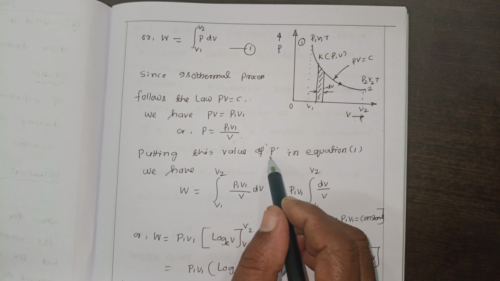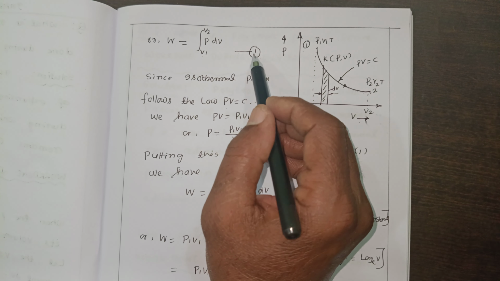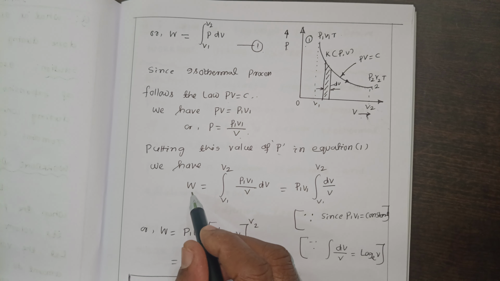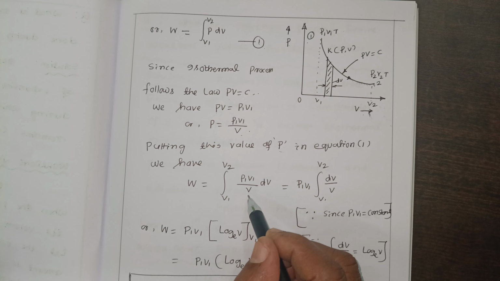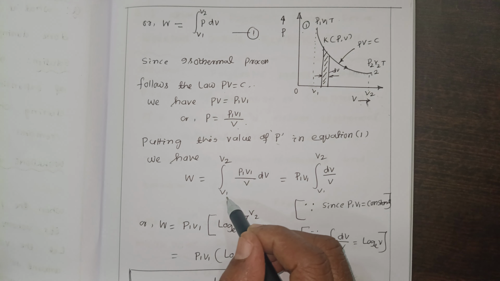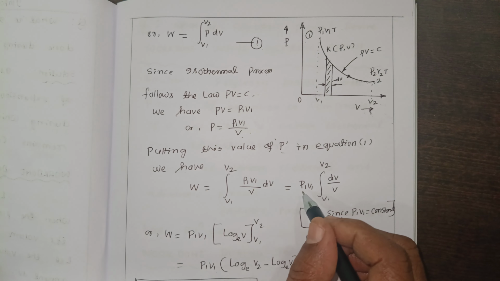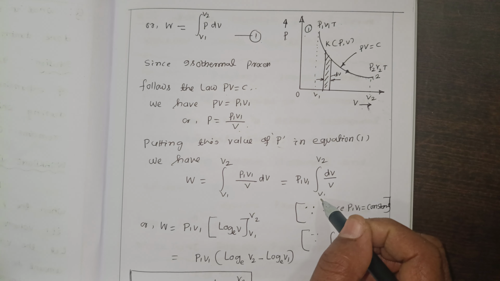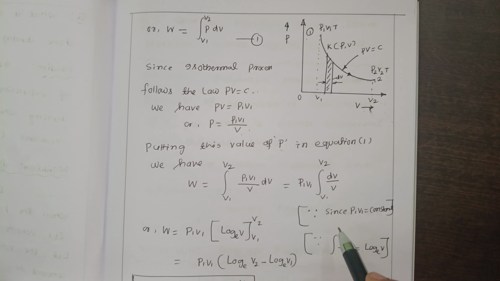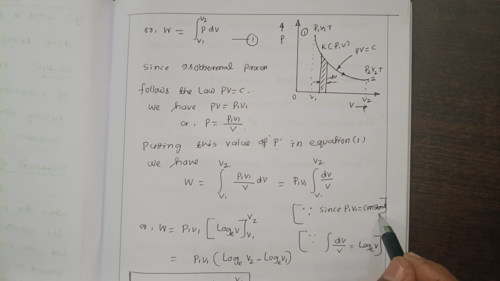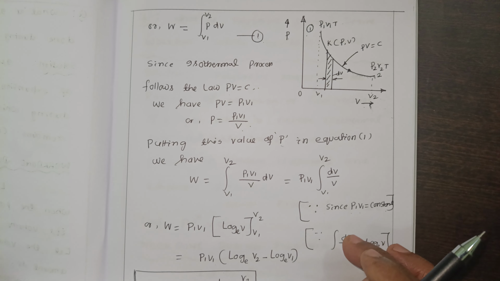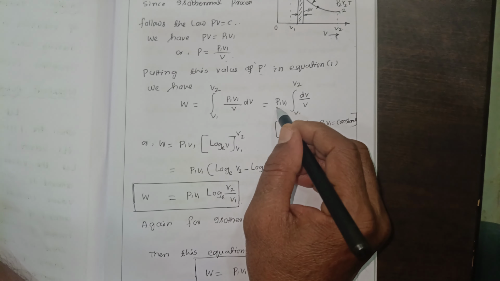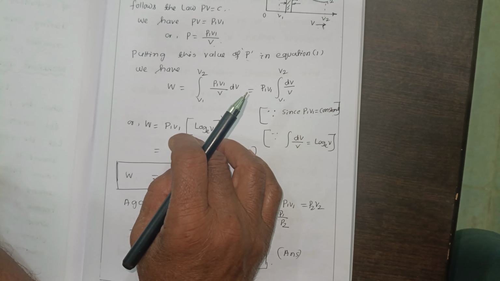Putting this value of P in equation 1, therefore W is equal to integral of P1V1 by V dV with the limit V1 to V2, is equal to P1V1 times integral of dV by V with the limit V1 to V2, because P1V1 is equal to constant term. Since PV is equal to constant, P1V1 is also constant. This one is constant term.